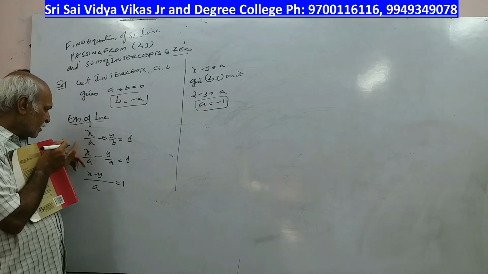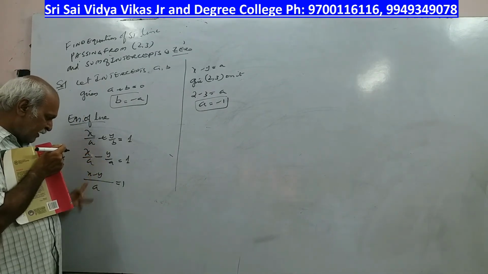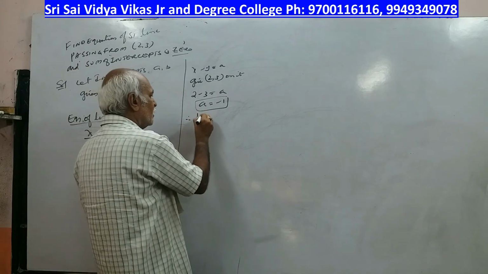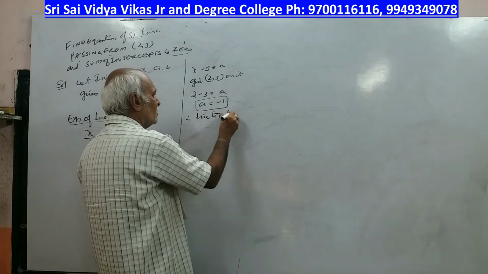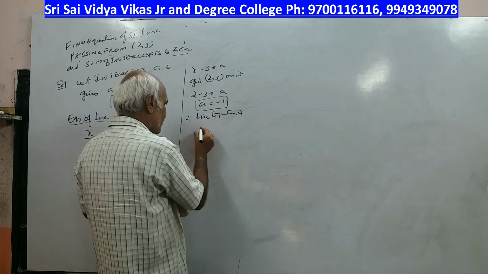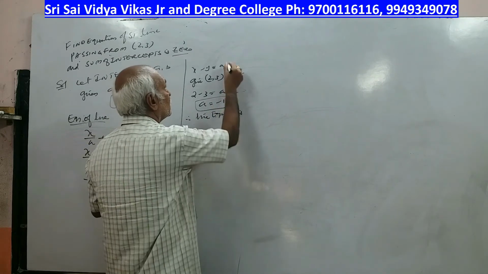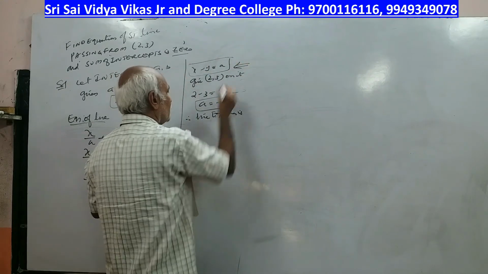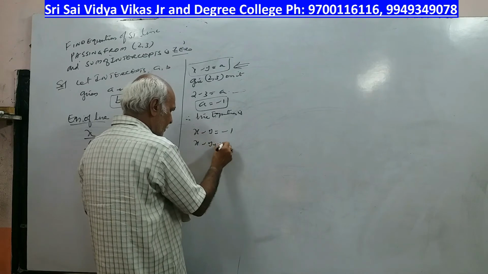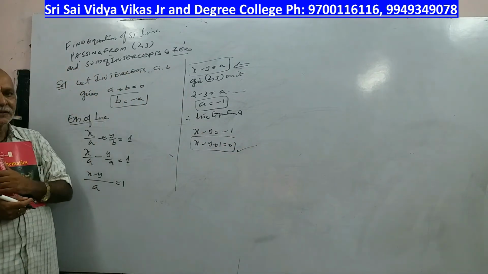Equation of the line: apply the formula, but b is replaced by minus a. So x by a minus y by a, LCM is a. So a is equal to what? Minus 1. Therefore, the line equation is x by a... What value did a come, sir? Minus 1. So we can write directly. Here we put x minus y, a value is minus 1. So x minus y plus 1 is equal to 0. So what have we done? We have applied the condition. Copy this.